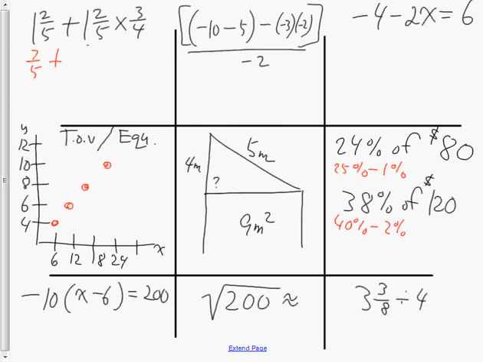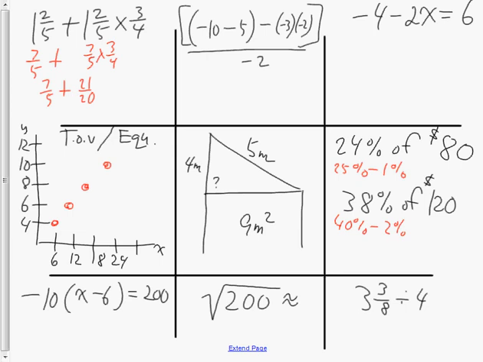So 1 2/5 is 7/5 times 3/4. So I'm going to do that first. So 7/5, which is 1 2/5, plus 21/20 is what I would get when I multiply those, because when you multiply fractions, you multiply the numerators, and you multiply the denominators. You do not need to have a common denominator.